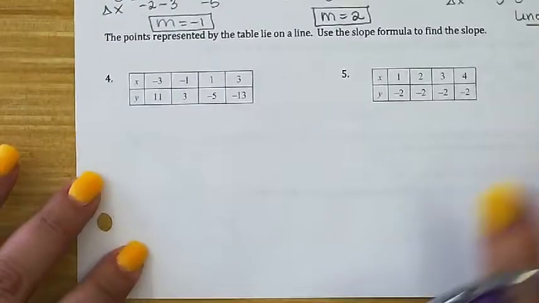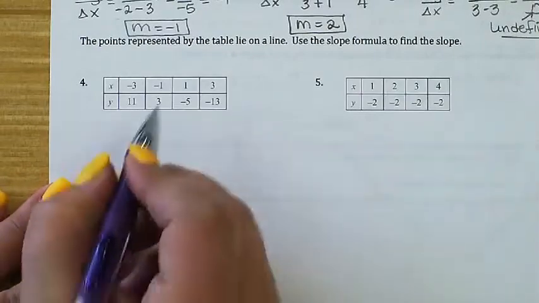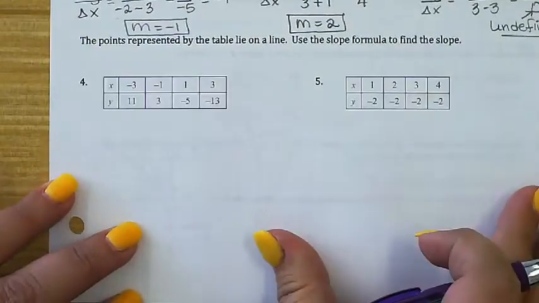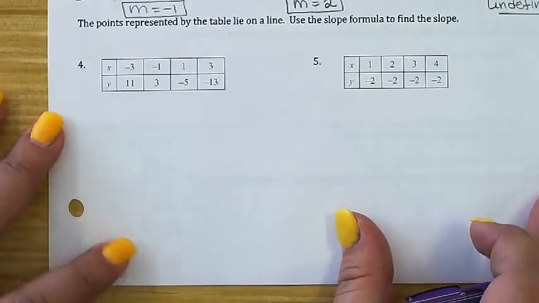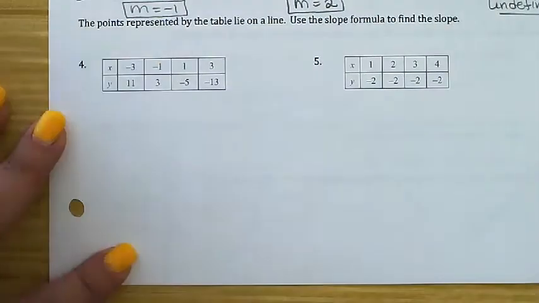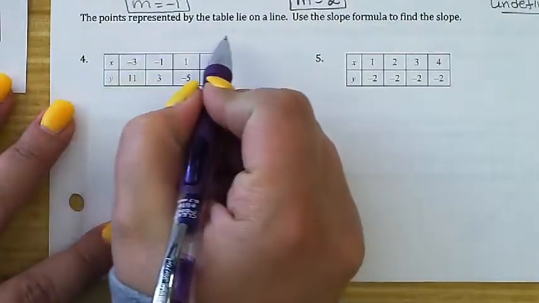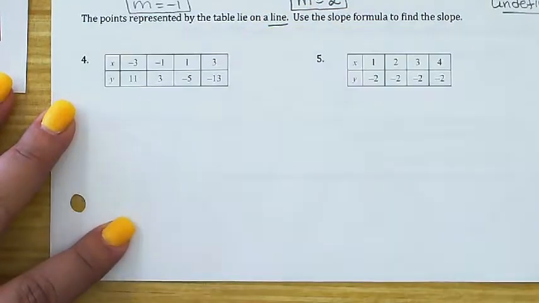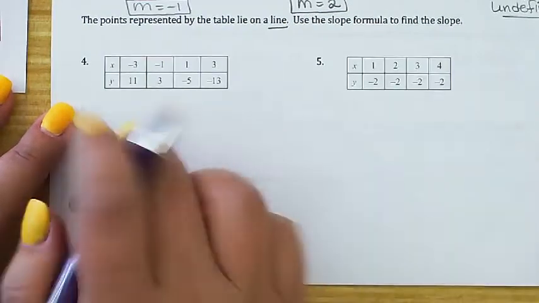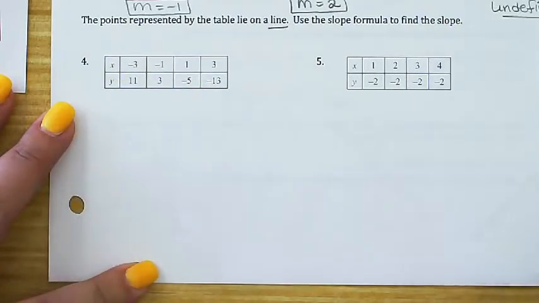Okay, so we're going to continue that, but without the aid of the graph, because this is really where that slope formula comes in handy. When we don't have a graph in front of us, really the only option is to use that slope formula. So the points represented by the table lie on a line. Okay, so we already know that they're linear. I don't have to prove that, show that. I'm not going to worry about trying to look for a rate of change. They've told me it's linear, so not a problem.